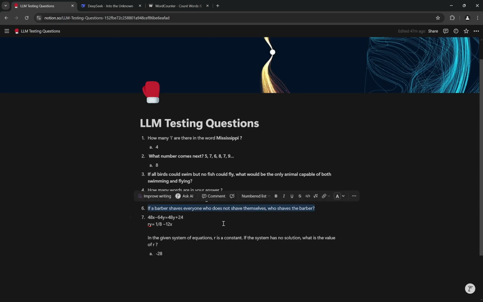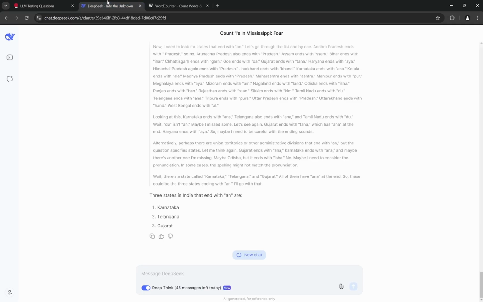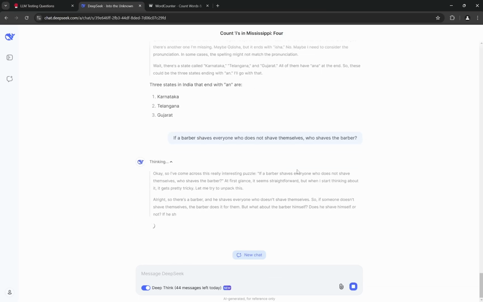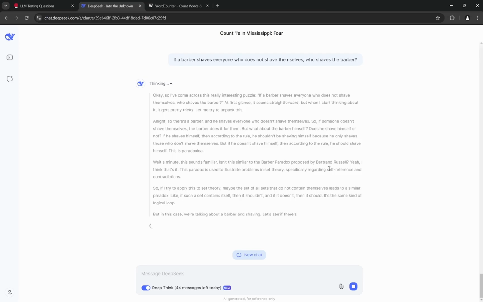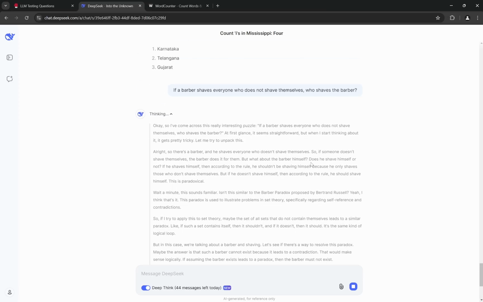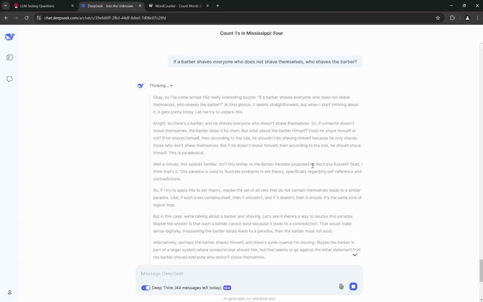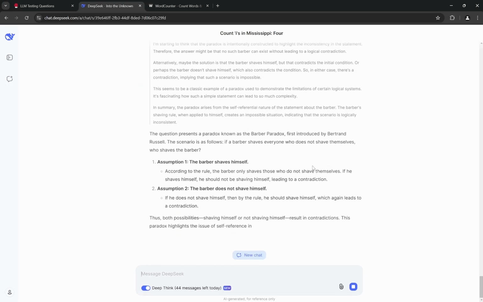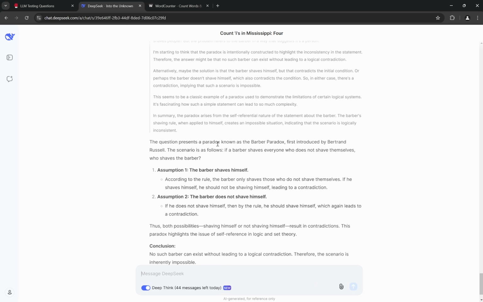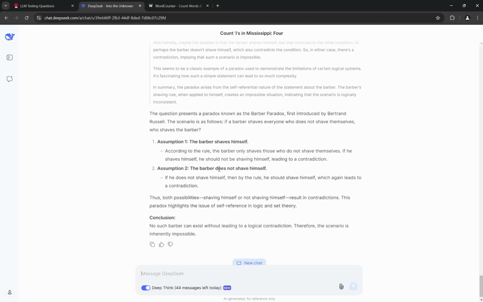Now another one is this: a barber shaves everyone who does not shave themselves. Who shaves the barber? This is kind of a paradox. Let's see how it approaches this answer. The question presents a paradox known as the barber paradox, first introduced by Bertrand Russell. The scenario is assumption 1, the barber shaves himself. So according to the rule, the barber only shaves those who do not shave themselves. If he shaves himself, he should not be shaving himself, leading to a contradiction.